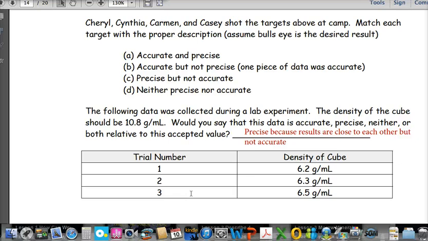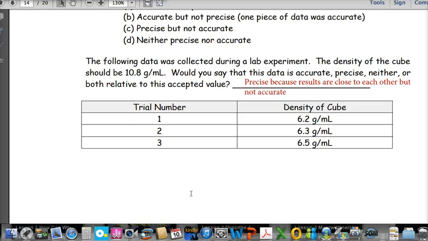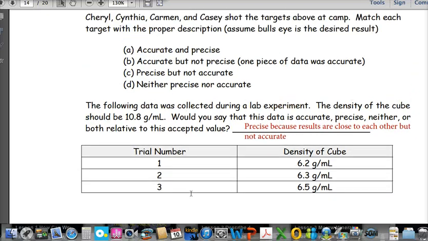So let's take a look at this. It says the following data was collected during a lab experiment. The density of the cube should be 10.8 grams per milliliter. Would you say that this data is accurate, precise, neither, or both relative to the accepted value? Well, the accepted value is 10.8.